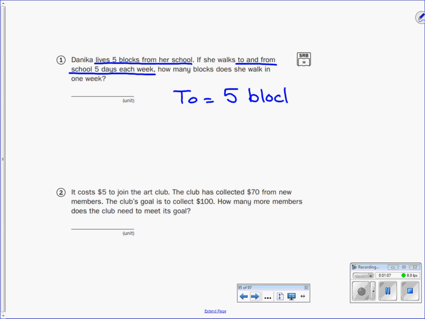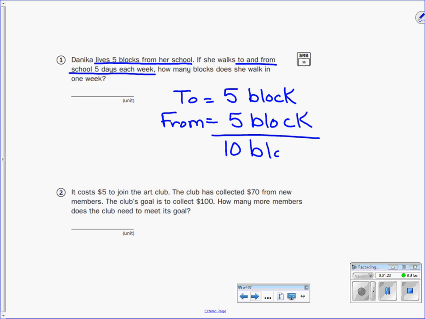Okay, and then to get from school, she has to walk those same 5 blocks. So she walked 5 to get to school and 5 to get home from school. So altogether in 1 day, she walks 10 blocks. Not just the 5, she walks 10 because she walked 5 to get to school and 5 to get from school. So that's why we have to be very careful when we're reading our problem. So now we know that she does 10.